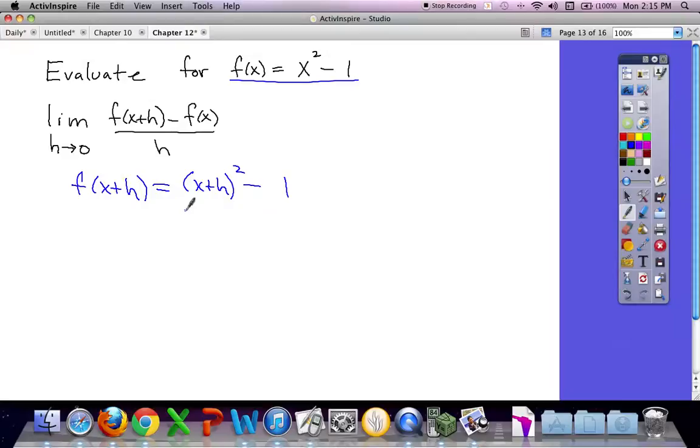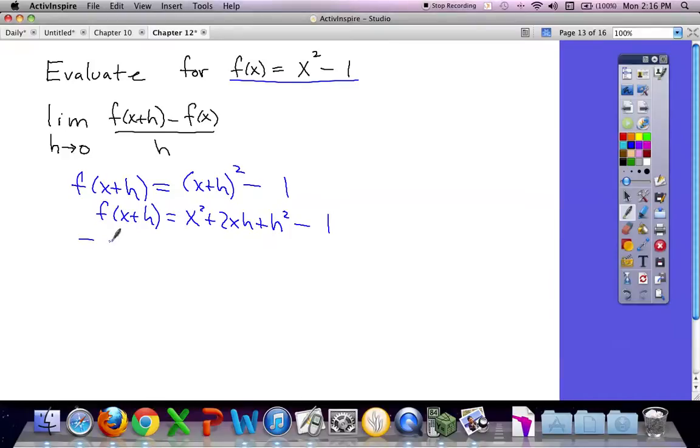Right? That is x squared, and it's not x squared plus h squared. It is x plus h times x plus h, which is x squared plus 2xh plus h squared minus 1. Right, that's our f of x plus h.